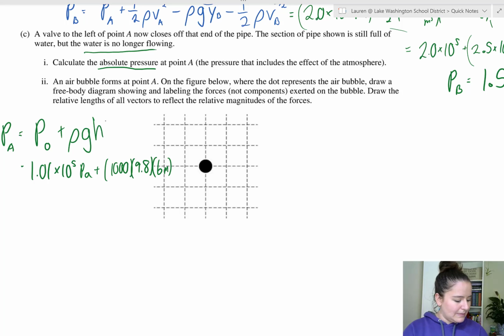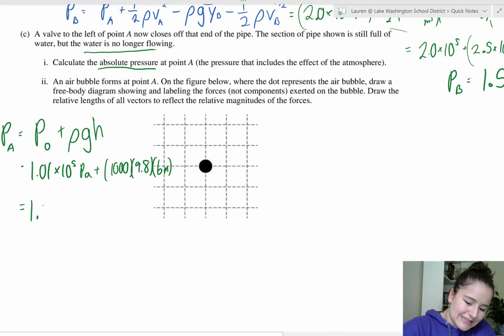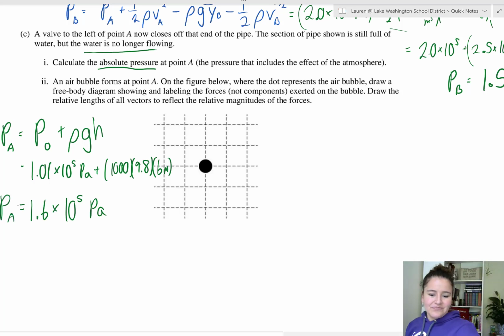So let's go ahead and plug that into our calculators. 1.01 times 10 to the fifth plus 1,000 times 9.8 times 6.0, and you get 1.59 times 10 to the fifth, which we would probably just round and say 1.6 times 10 to the fifth pascals as the pressure at point A. Now, an air bubble forms at point A, where the dot represents the air bubble.